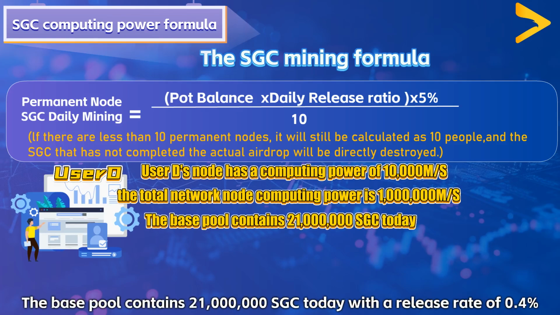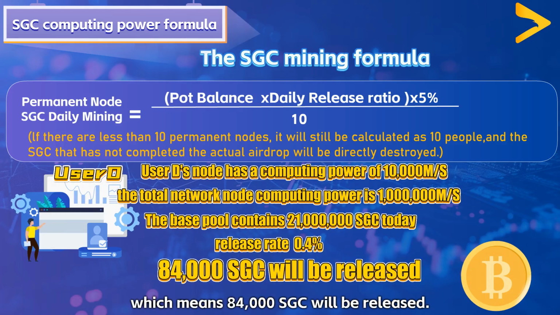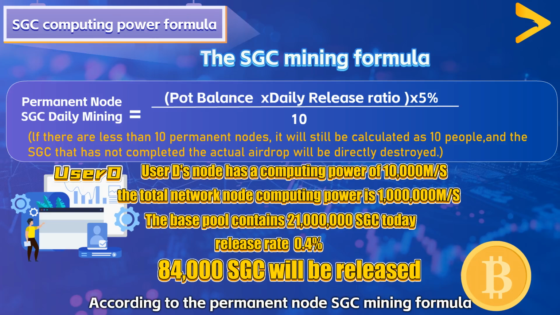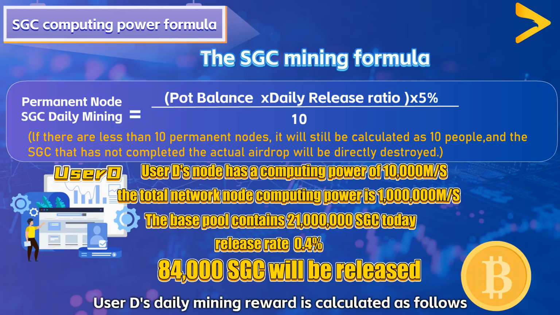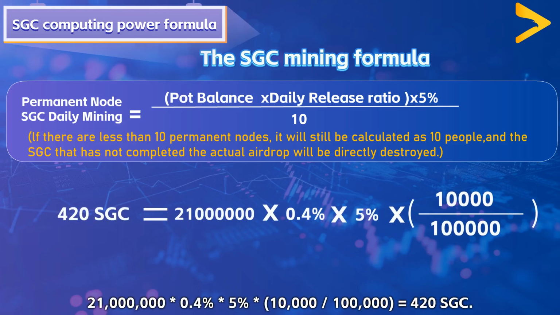The base pool contains 21 million SGC today with a release rate of 0.4%, which means 84,000 SGC will be released. According to the permanent node SGC mining formula, user D's daily mining reward is calculated as follows. 21 million multiplied by 0.4% multiplied by 5% multiplied by (10,000 divided by 100,000) equals 420 SGC.